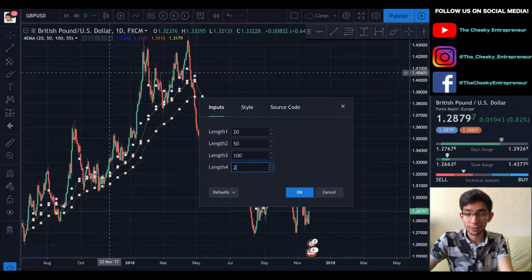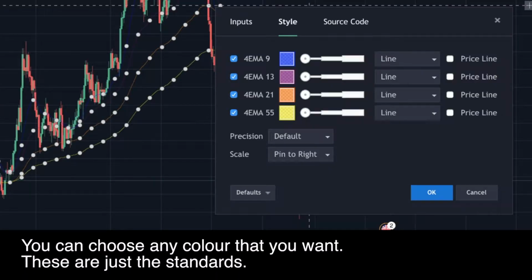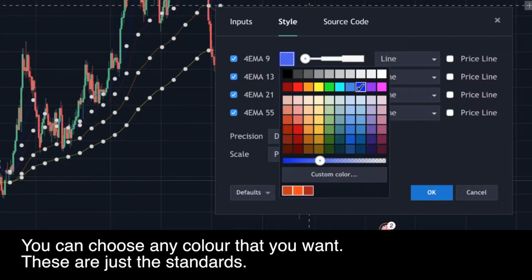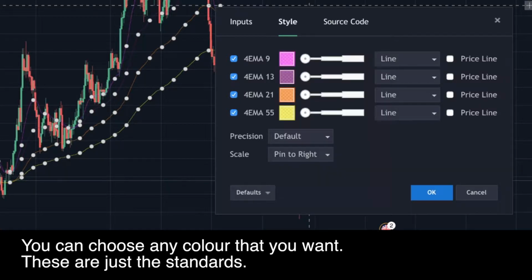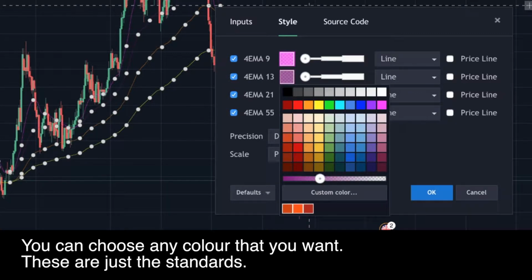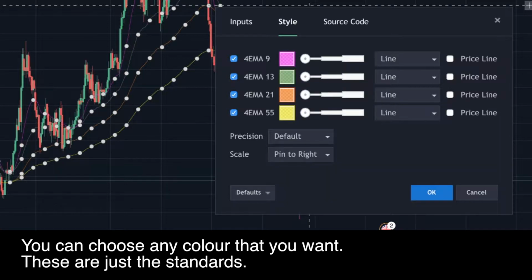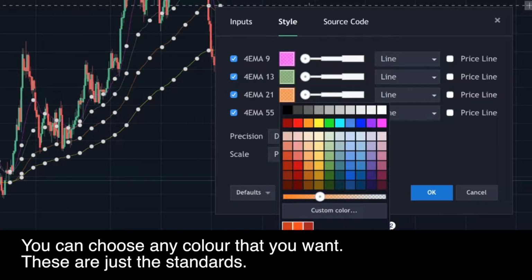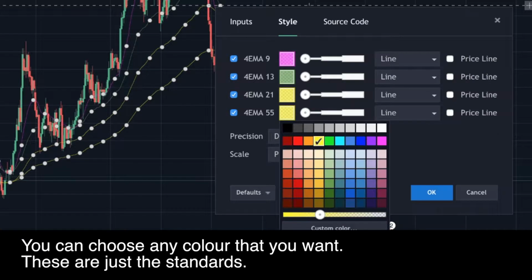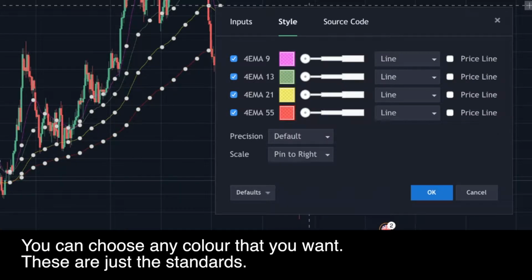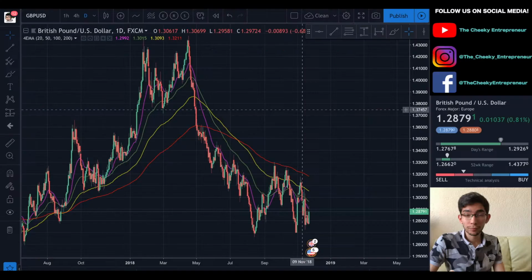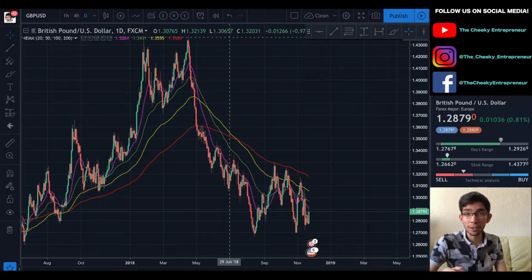100 and 200. So there's different styles for these EMAs, but what you usually will find out is that the shorter EMA, the 20 EMA, is gonna be a little bit of a pink color, then the 50 is gonna be kind of a green color, and the 100 is gonna be more of a yellow color, and the 200 is gonna be more of a red color. So this is the basic setup for the 4 EMAs.